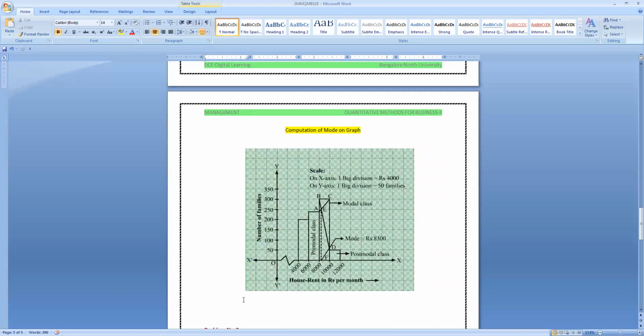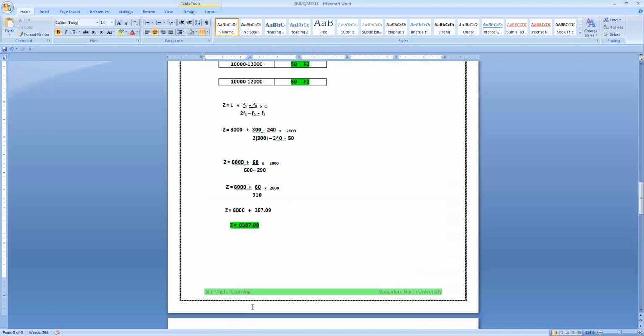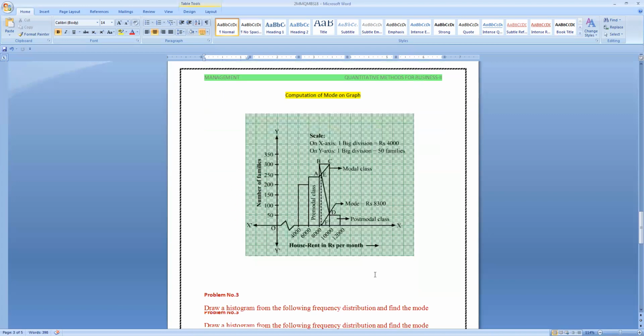Let us reconstruct the same thing on the graph. Here on the x-axis we are going to plot the class intervals, where 1 centimeter is 2000. On the y-axis we are going to show the number of families, where 1 centimeter is equal to 50 families. Now we are going to construct the rectangles. We start from 4,000. From 4,000 to 6,000 we mark it at 200 families.